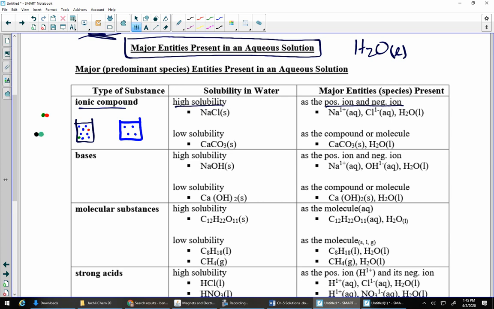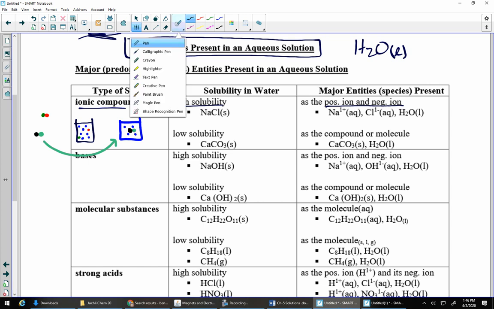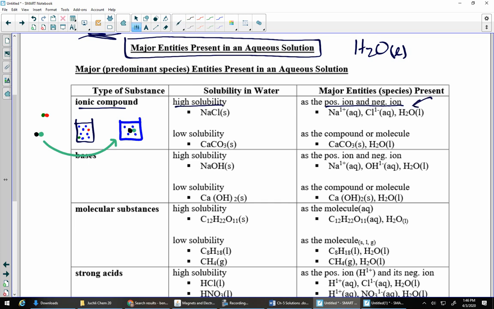When I put those into the solution, so I dunk those into the solution over here, it's realistically going to stay just as calcium and carbonate. It's not going to dissociate because it's low solubility. So that's sort of the scoop with that one. If it dissolves well, it breaks into its ions. If it doesn't dissolve well, it stays mostly as a solid with water.